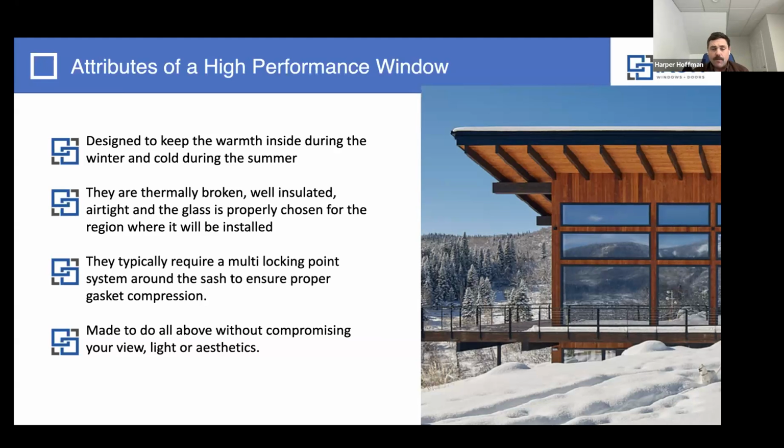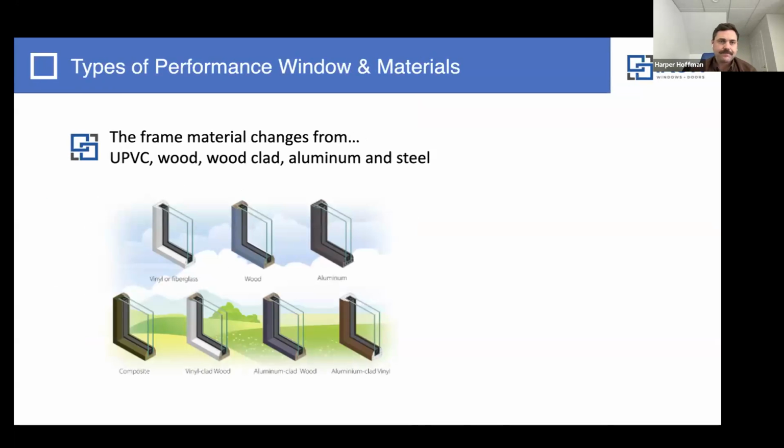With these, if you want to get this big glass, like this job right here that we did in Colorado, you want a strong frame material such as aluminum, but aluminum is a highly conductive framing material. So how can you slow that thermal transmittance down? You want a high performance window that has that thermal break, which allows you to have the big glass, allows you to use a strong frame like aluminum, and still get great numbers. So what types of materials can you use in a high performance window? You can use UPVC, wood clad, aluminum, or steel.